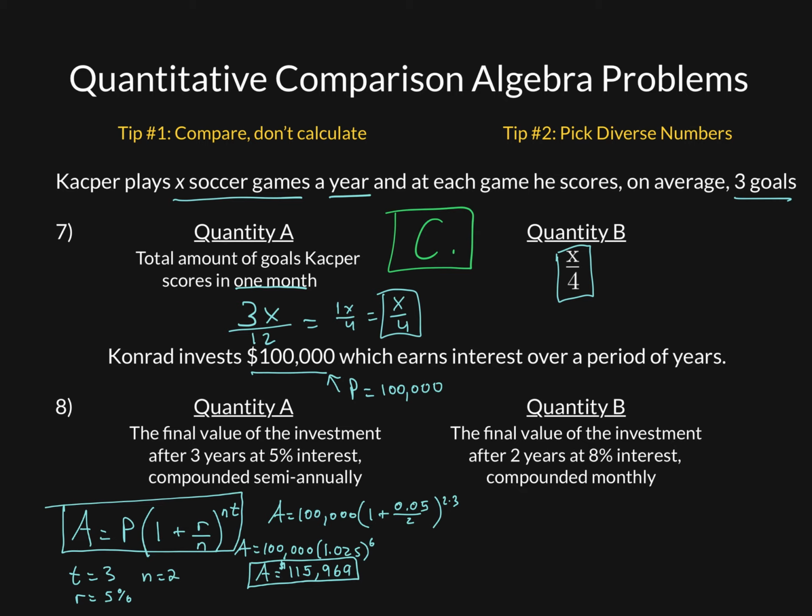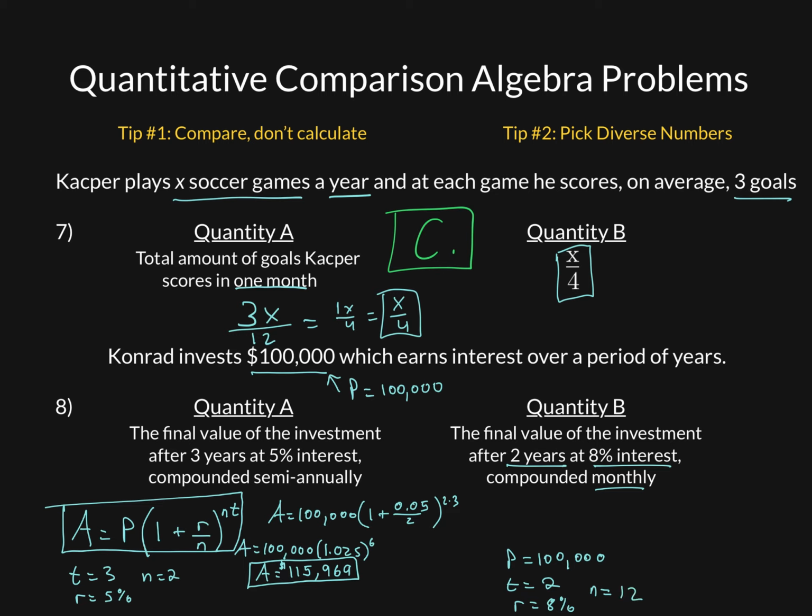Now let's go ahead and take a look at quantity B. So we're going to use our same equation from before, but we're going to plug in different values. Here the principal amount is still going to be the same 100,000. That stays the same. But now the time is going to be different because here it's 2 years. And the interest rate is going to be 8%. So we put that at 8%. Then we know it's compounded monthly, so that means it's compounded 12 times in a year. And let's go ahead and solve for that.